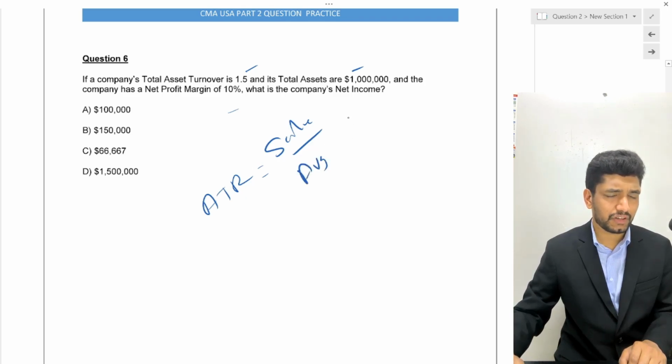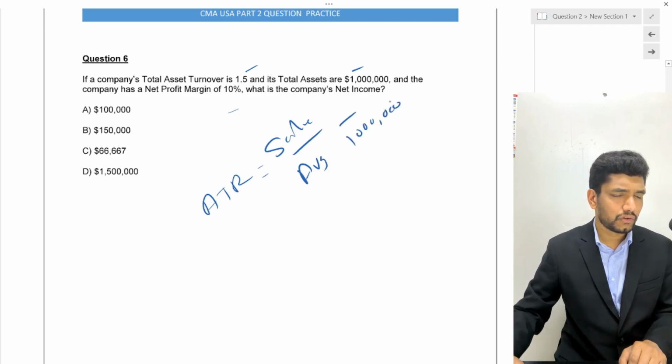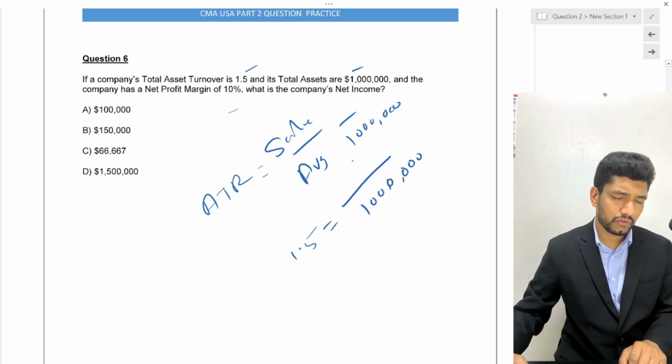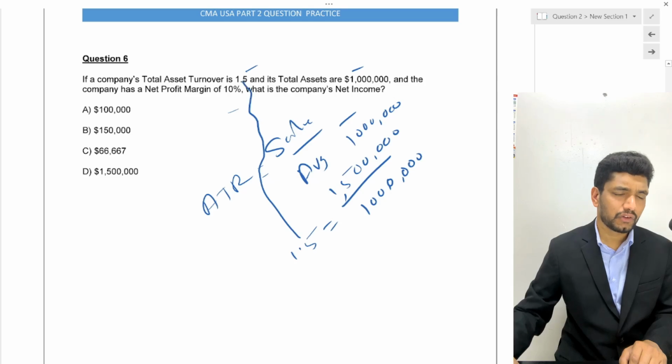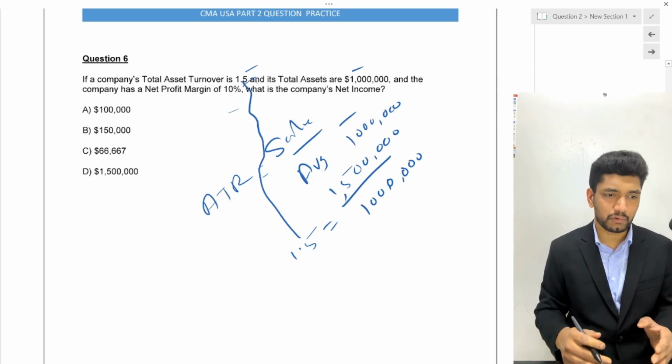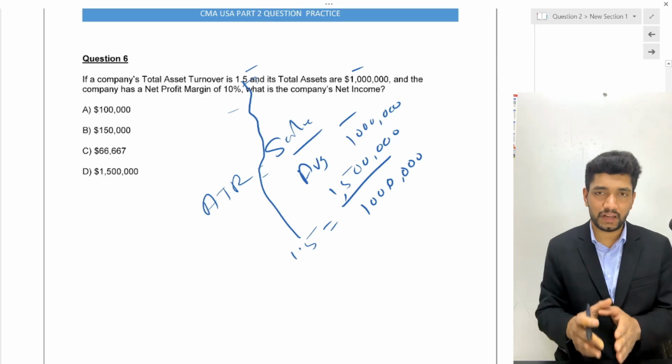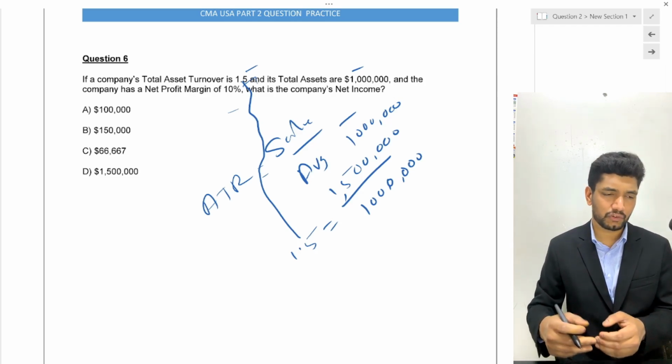Average total asset is already given, it is 1 million. So 1.5 divided by 1 million, so it should be 1.5 million. Then only it will match this 1.5. So just say like this, you put a number here, put the real example here. So it is very easy to solve the question.